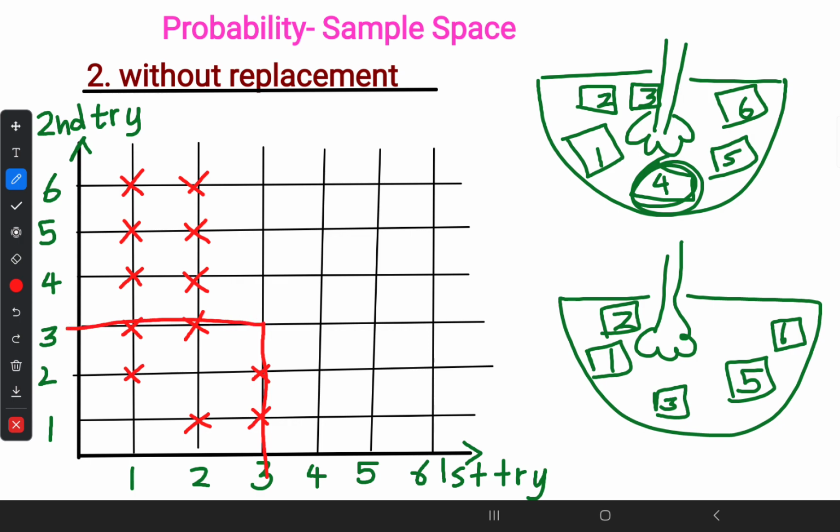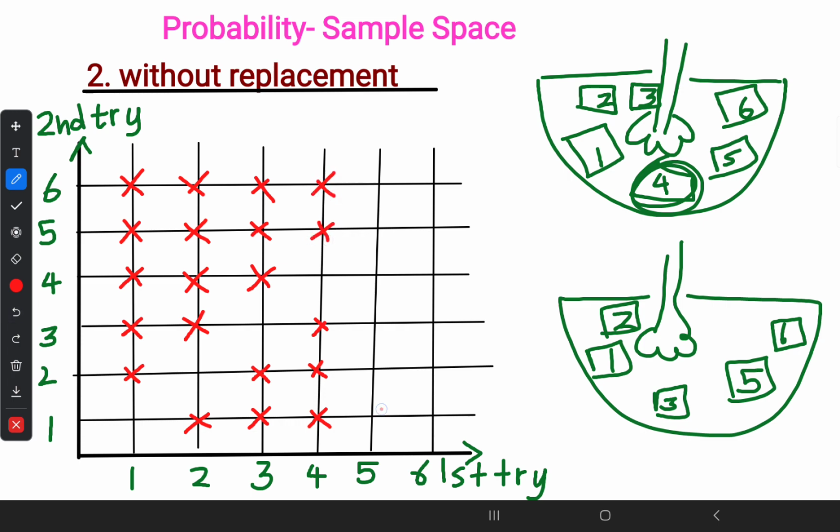In second try, you cannot select number 3 again. So in here, don't indicate the cross. The crosses mean the possible events we can have while doing this experiment. So there is no possibility to have number 3 twice. So you do not need to put the cross there. And likewise, when you check with other ones, the only non-possible one is 4 and 4. You cannot select the same number twice.